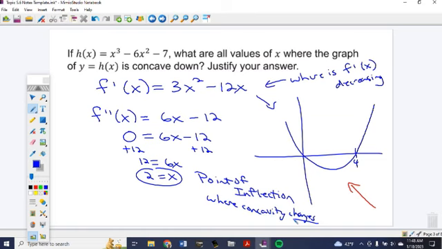Right here at 2. And we're talking about the concavity of the original function. We're not talking about the concavity of the derivative. We're talking about the original function. The concavity changes there. All right?